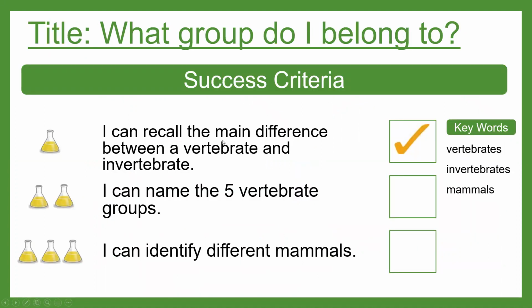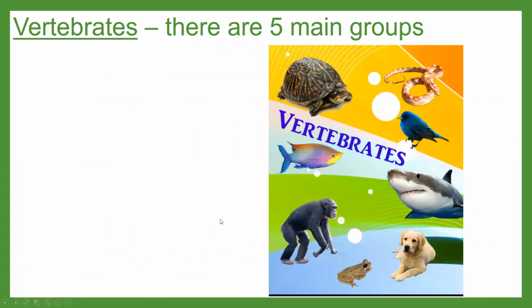So children, there we go. We have done the first part of our lesson. We can recall the main difference between a vertebrate and an invertebrate. Let's find out a little bit more about vertebrates. There are 5 main groups, and I've got some pictures of them here on the screen. I wonder if you know what the 5 main groups are called. Let's go through them together.